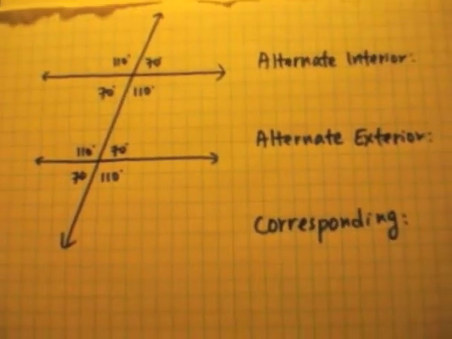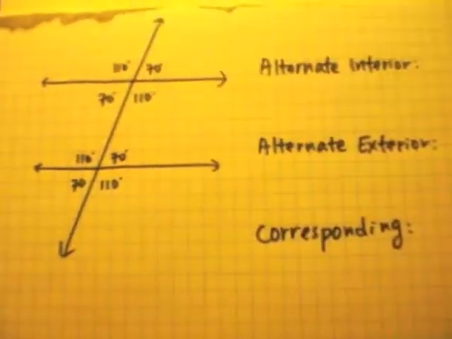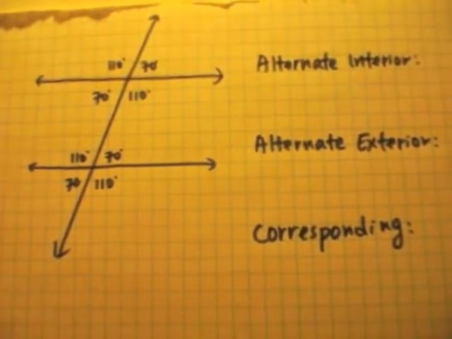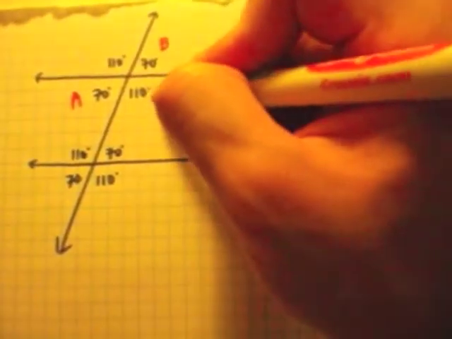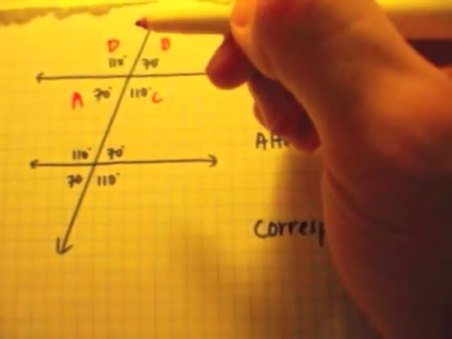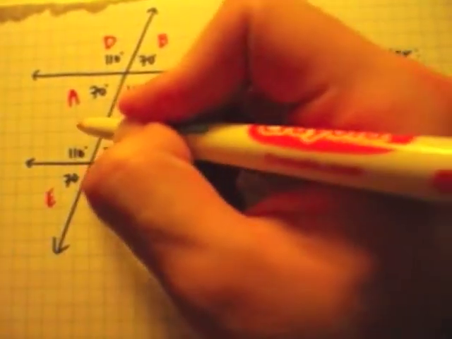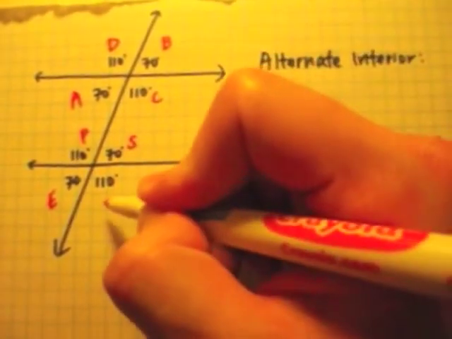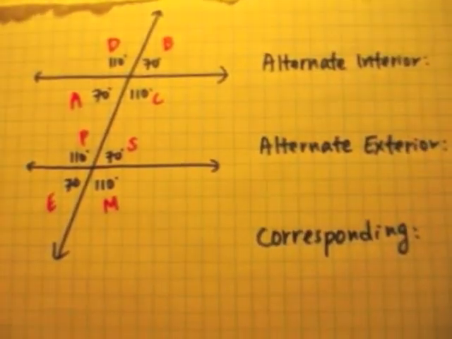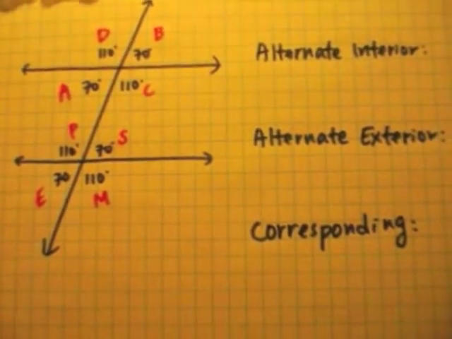I'm going to go ahead and label them now, just to make this part very clear for you. I'll use some letters here. I'll go with A, B, C, D, E, P, S, and M. Alright, so there are my letters.